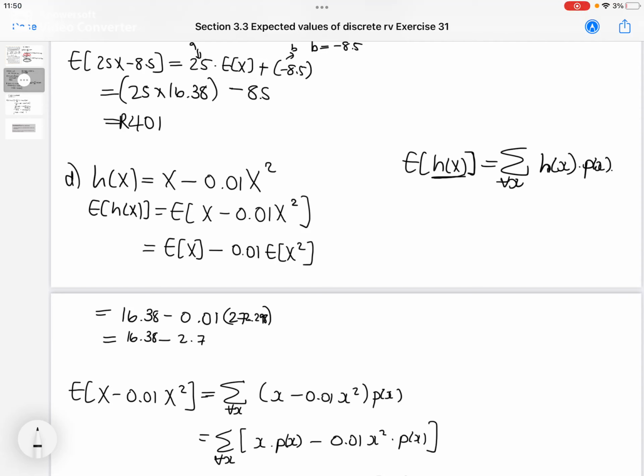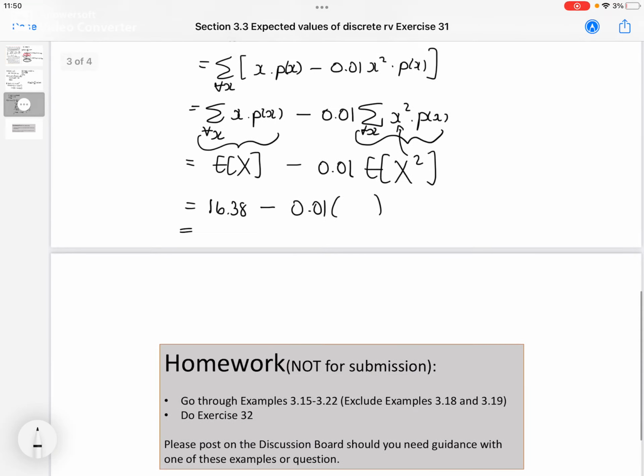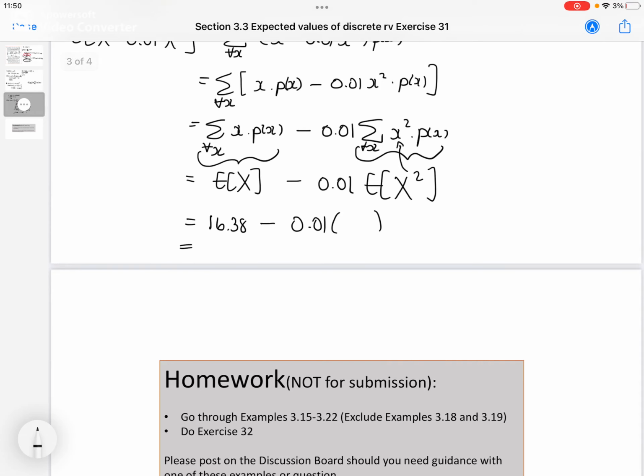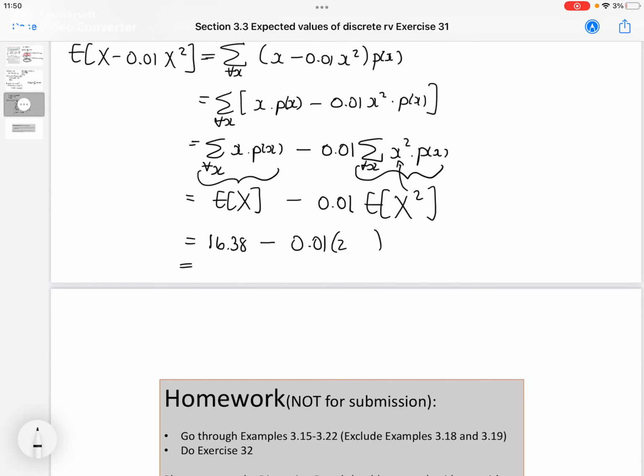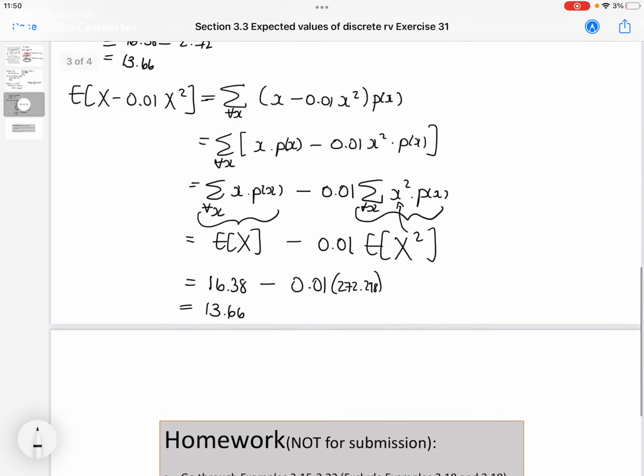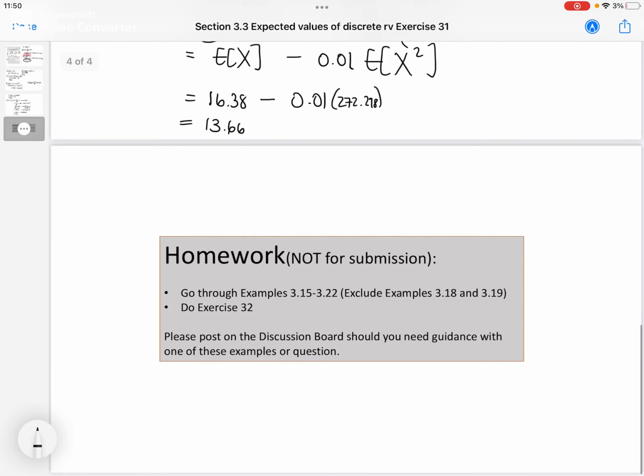So then it's 16.38 minus 2.72, no? Okay, yeah. No, it's correct. I just wrote down the incorrect value of the expected value of X squared. 0.01 times 272.298 is equal to 2.72, so the answer is 13.66. All right, good. Happiness? Happiness.